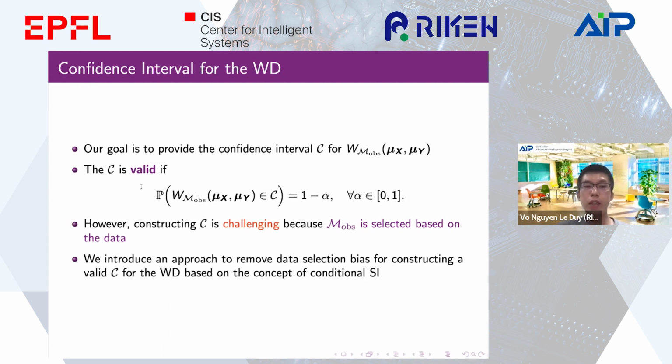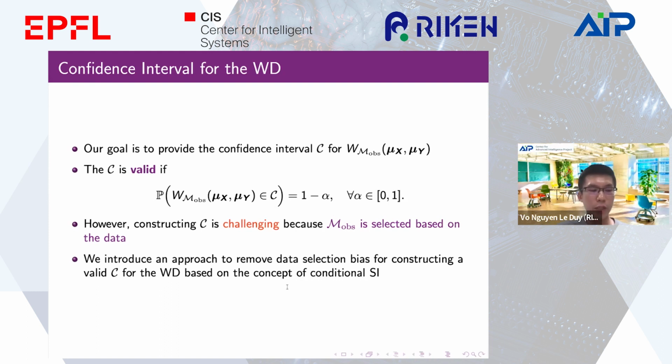Unfortunately, constructing a valid confidence interval for the Wasserstein distance is challenging because the optimal coupling is selected based on the data. In the traditional method, we need to fix the optimal coupling in advance. But in data-driven machine learning, the optimal coupling is decided based on the data. Therefore, to compute a valid confidence interval for the Wasserstein distance, we need to remove the data selection bias. In other words, we need to remove the selection bias of selecting the observed optimal coupling.